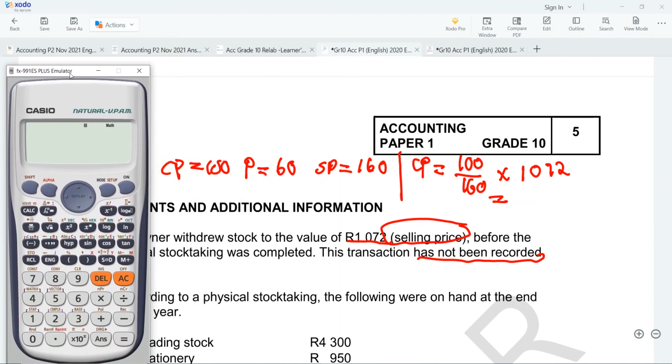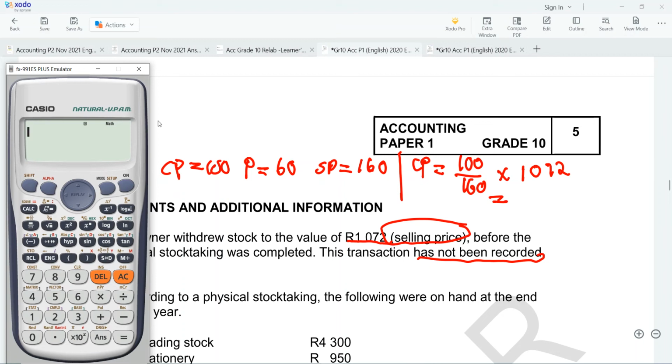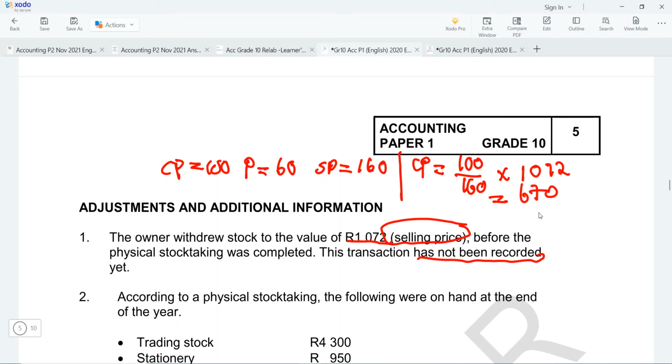I hope you'll be able to see this as I share with you. So 100 divided by 160 and then multiply by 1,072, it's giving us 670. So meaning that the cost price is equals to 670.